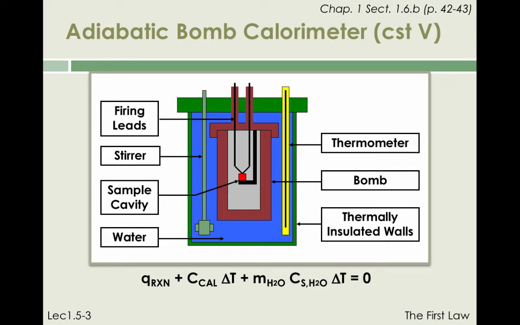This equation also tells us that if the reaction carried out in the calorimeter is exothermic, then Q reaction is negative, and the temperature change delta T for both the calorimeter and water is going to be positive since heat capacities are positive. So, for an exothermic reaction, the temperature in the calorimeter always rises.